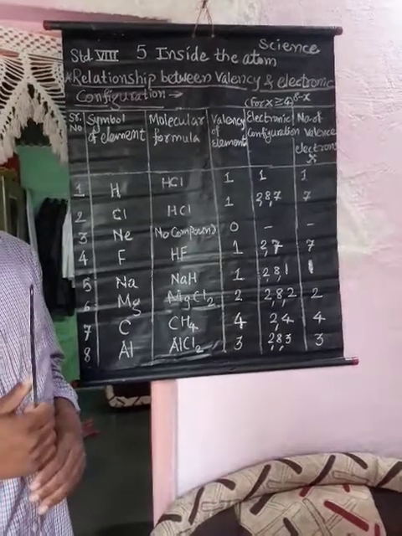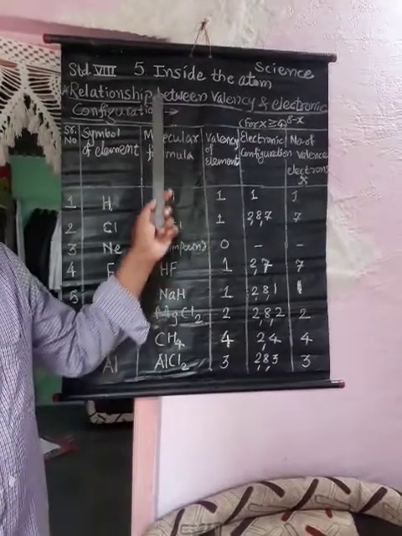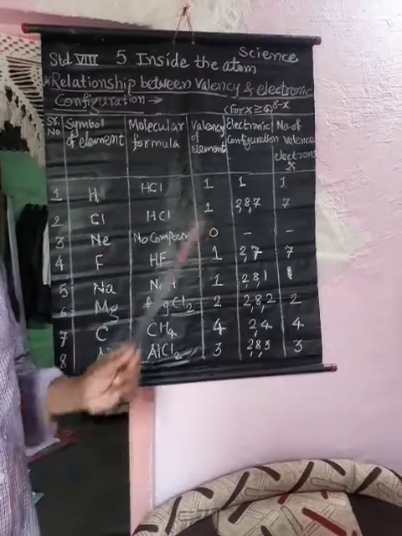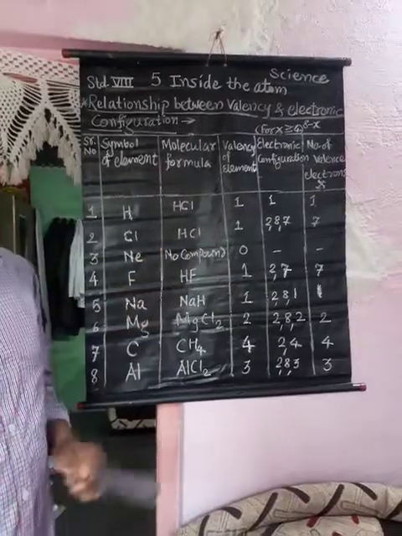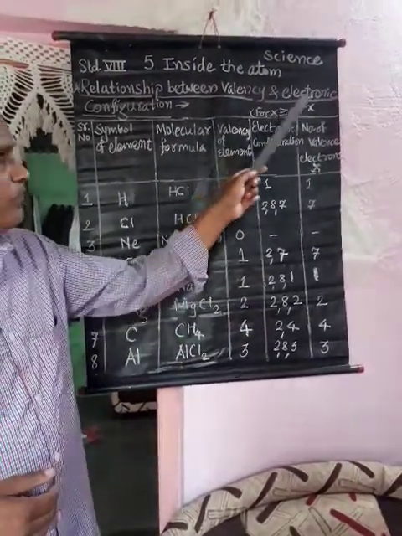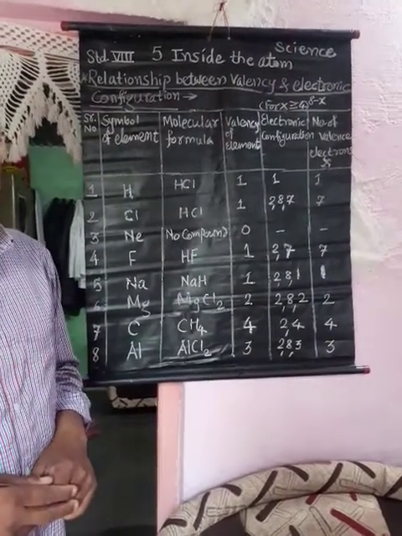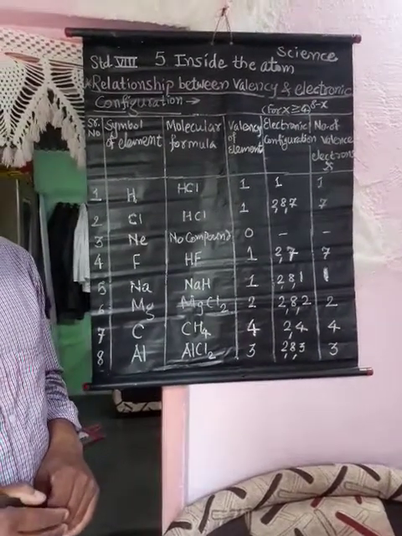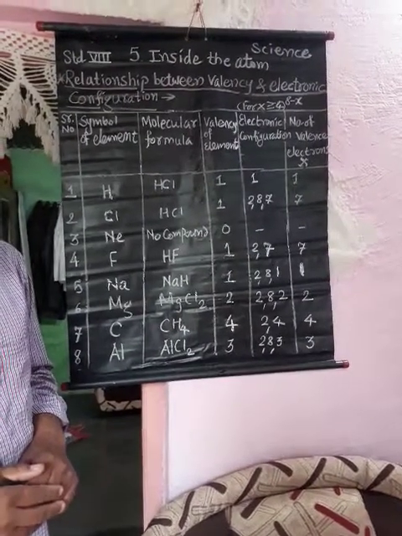Dear students of Standard 8, in chapter number 5 in General Science, inside the atoms, today we are going to see what is the relationship between valency and electronic configuration. Last time I told you about the electronic configuration, that is called the distribution of electrons shell-wise or orbit-wise. Electrons revolve around the nucleus in particular orbits. Orbits or the shells are said to be K, L, M, N and so on.